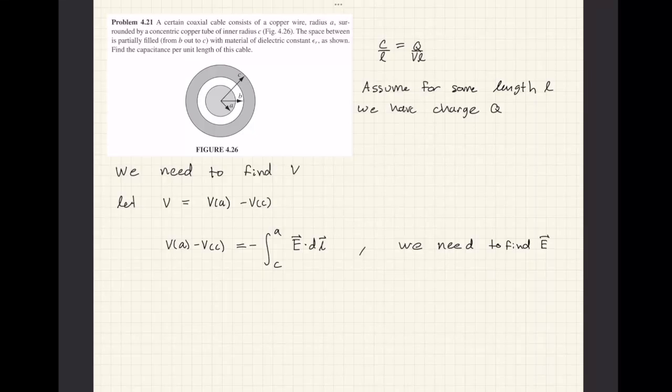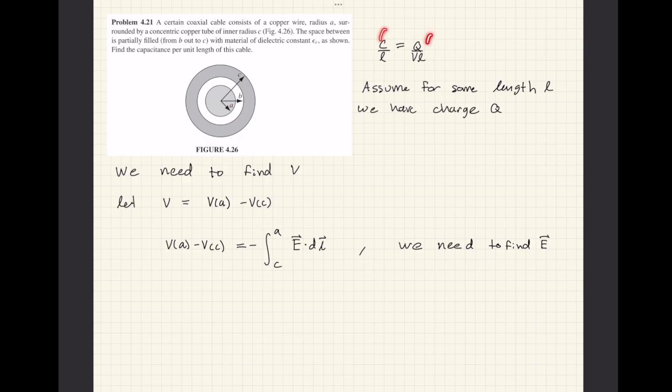I'll be going over problem 4.21 from Griffiths EM. The problem says, a certain coaxial cable consists of a copper wire of radius A surrounded by a concentric copper tube of inner radius C. The space between is partially filled from B out to C with material of dielectric constant epsilon R as shown. Find the capacitance per unit length of this cable.